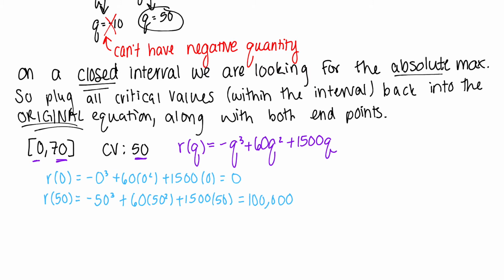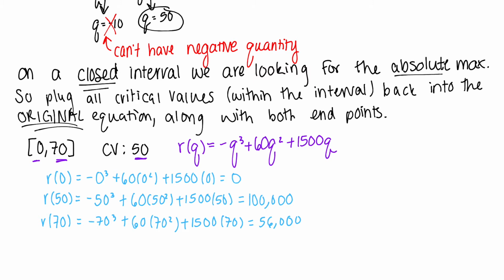Yes, gives you 100,000. And then R of 70 would be negative 70 cubed plus 60 times 70 squared plus 1500 times 70, which should give you 56,000. Again, I'm going to double check it because I'm going off of what my notes have for those numbers. Yeah, 56,000.